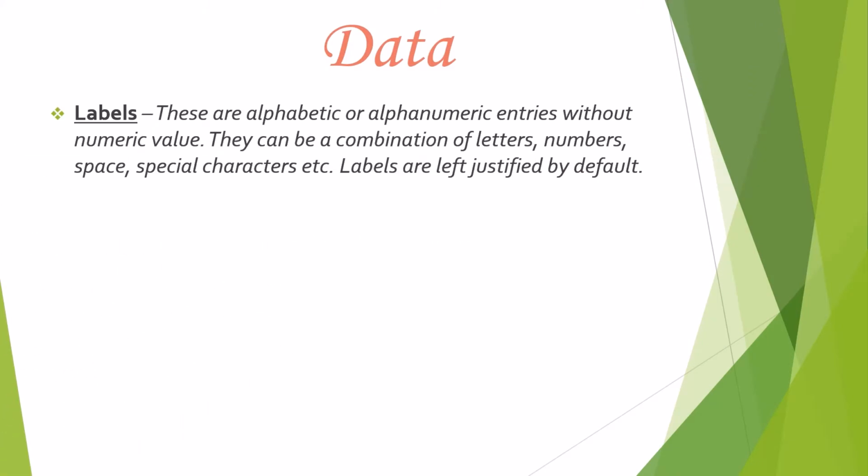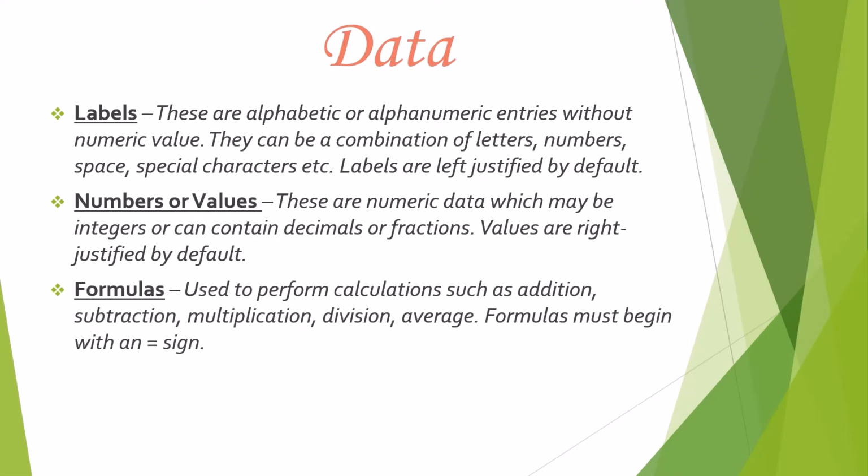Now let us talk about the three types of data given here. Labels, which are alphabetic or alphanumeric entries without numeric value, means they will be containing letters, numbers, spaces, special characters, etc. These all will be contained in a label. Labels are left justified by default, means if you have entered the data in the form of a label, then it will be justified left by default.